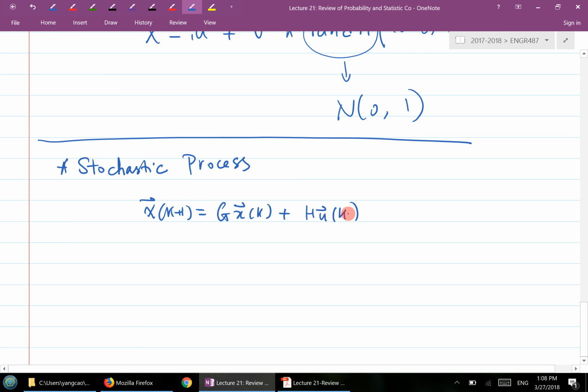Okay. Here's our state space model. Now, the difference is, this is a very clean system. There's no noise in it. But reality is, you have the so-called process noise. So this one in here is the so-called process noise.